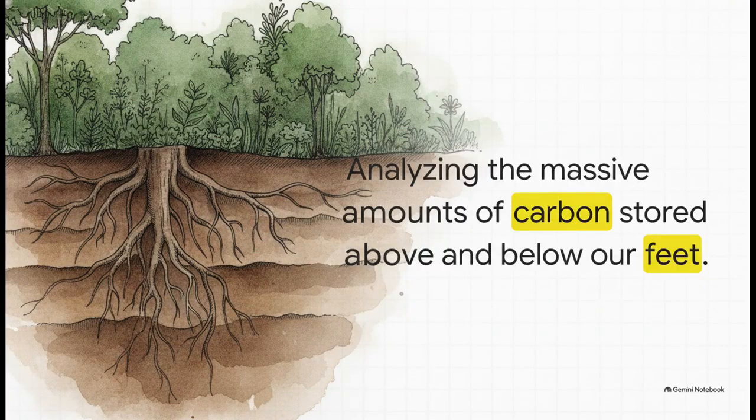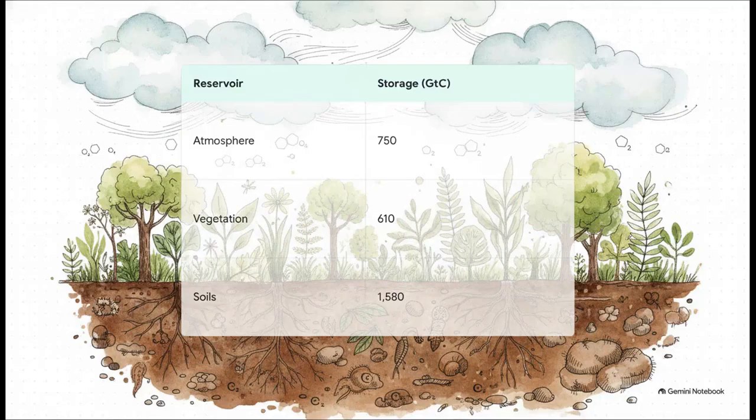Section 1. Carbon reservoirs on land. Let's start our audit right where we live, analyzing the massive amounts of carbon stored above and below our feet. When you compare these terrestrial bank balances, the numbers are pretty wild. Up in the atmosphere, we've got a storage balance of 750 gigatons of carbon. And if you think about all the lush vegetation, every vibrant forest, sprawling jungle, every single blade of grass on Earth, that holds 610 GtC.